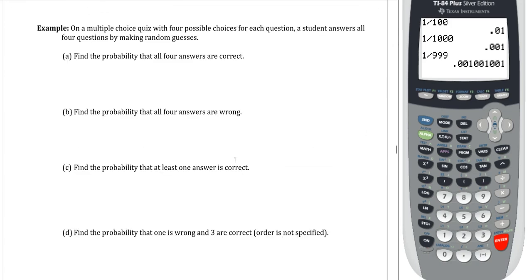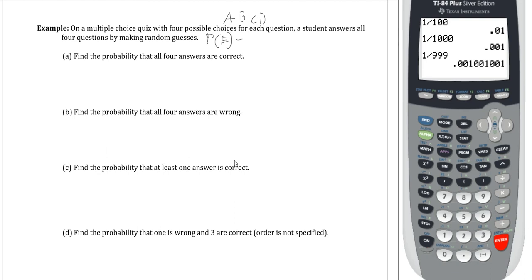Okay. On the next question, we have a multiple choice quiz with 4 possible choices for each question. So let's say A, B, C, D. Each question has A, B, C, D, and there's 4 questions. The student answers all 4 questions by making random guesses. Therefore, we'd say the probability of a correct answer, I'll say E, I guess, just to say probability of the event.